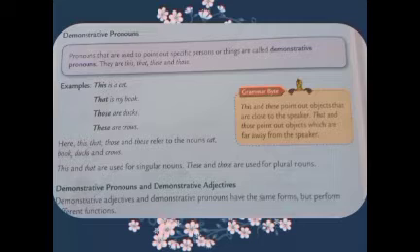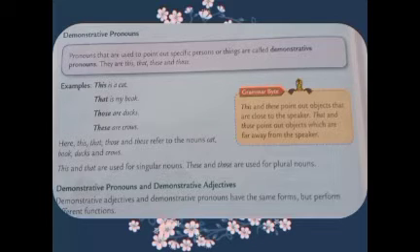Suppose this is a cat. We are showing that cat. That is my book. So we are showing the book. Those are ducks. We are pointing out those ducks. These are crows. We are showing the crows. When we are showing anything, we use these demonstrative pronouns. What is the difference between demonstrative pronouns and demonstrative adjectives?